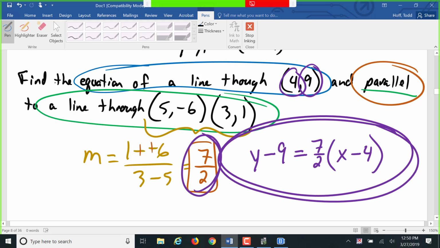Ah, yes, that should be a negative 2 down here, shouldn't it? So yes, negative 7 halves. I've been off all morning, so I'm sorry. Please feel free to jump in if I make stupid mistakes like that. So yes, that is a negative 7 halves for the slope.